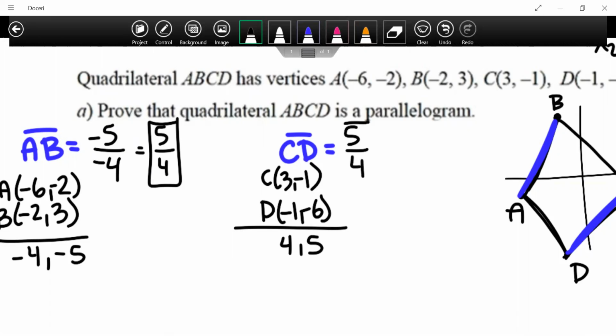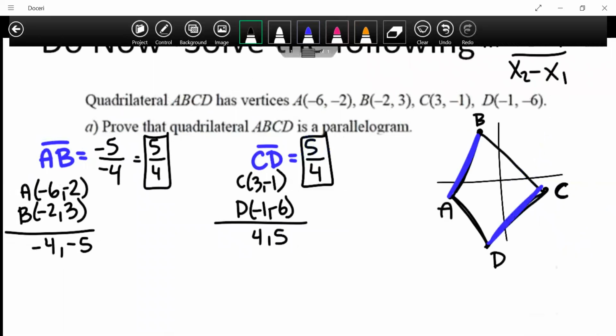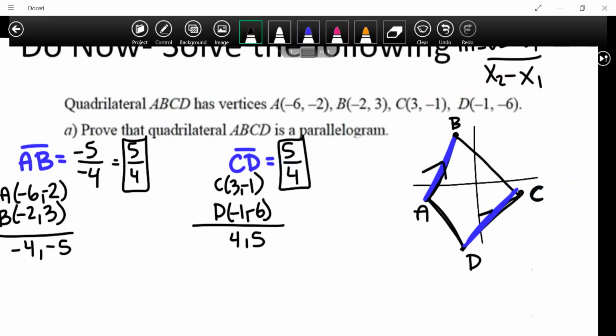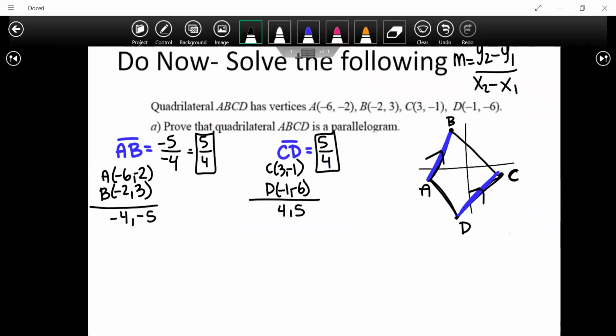Do we have parallel lines? Yes, they're the same. So right away, we already have one pair. AB is parallel to CD. That's our first pair. If only one pair was parallel, what kind of quadrilateral would it have been? Trapezoid. But we're going to show the extra pair to show that it's a parallelogram. So we're going to do the next pair.